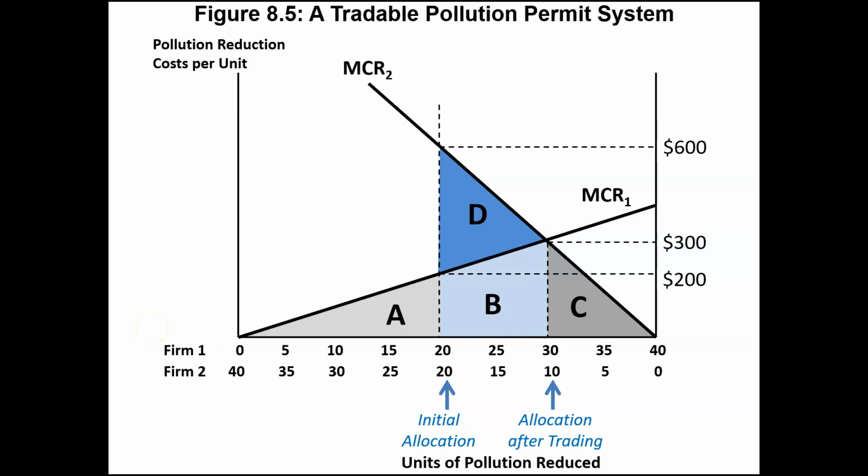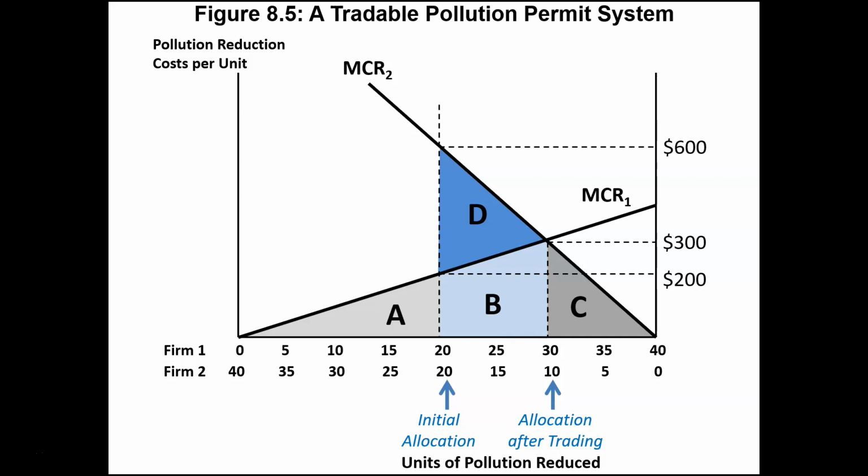So we have this graph that shows us the optimal allocation of pollution permits if we allow a tradable pollution permit system. The graph shows the marginal cost of pollution reduction for two different firms. Notice that the horizontal axis on the bottom is moving in opposite directions for the two firms. So we've graphed the marginal cost of reduction for firm one moving from left to right, and the marginal cost of reduction for firm two, we're moving from right to left.